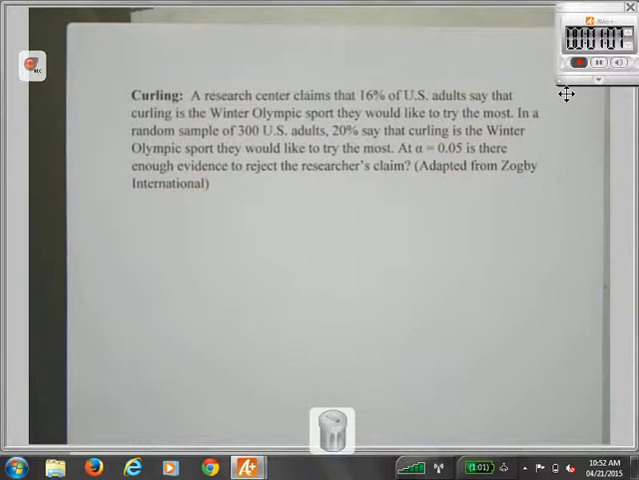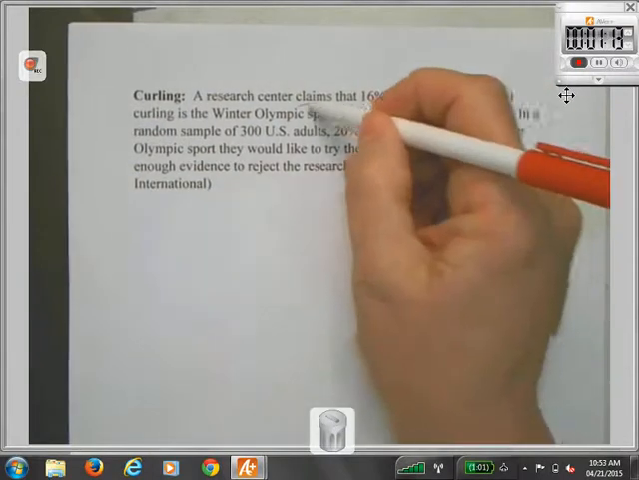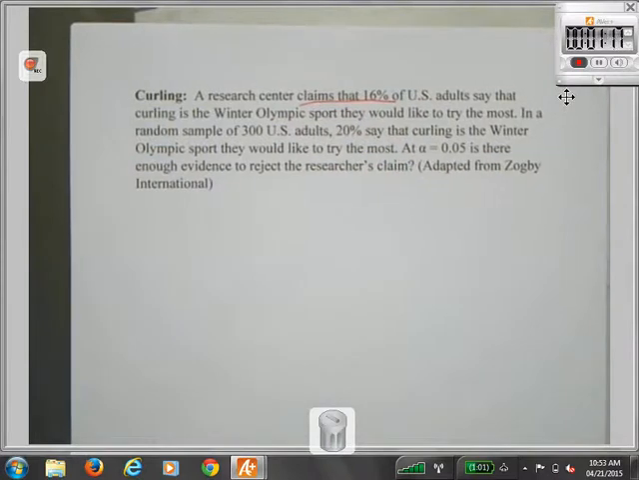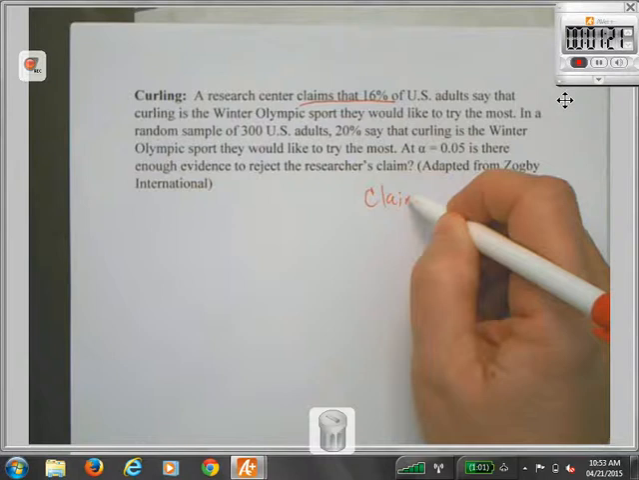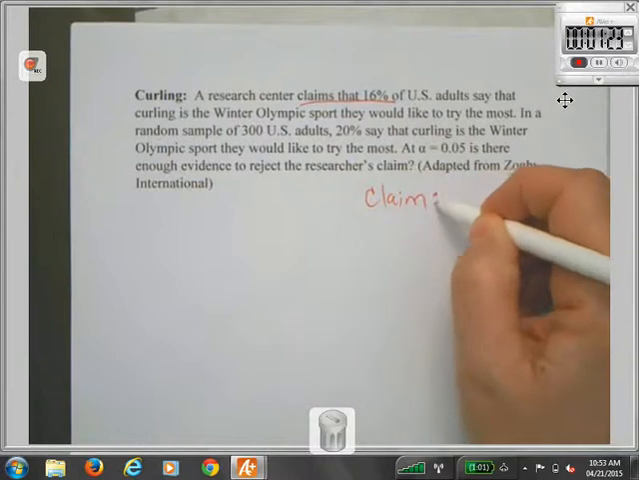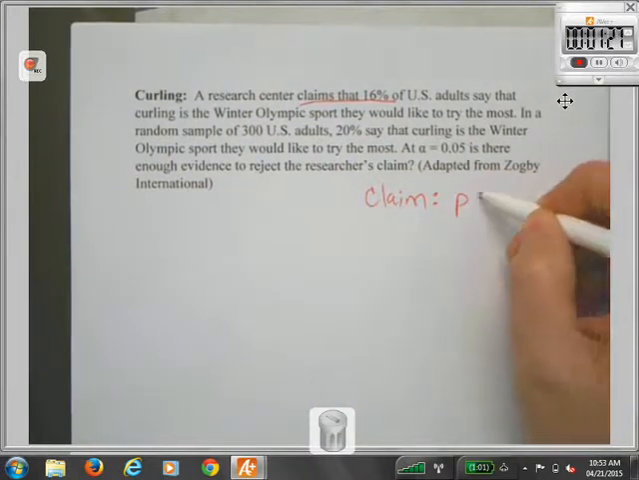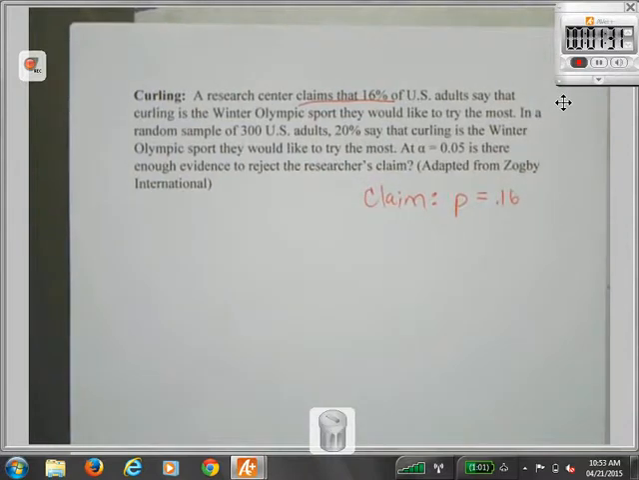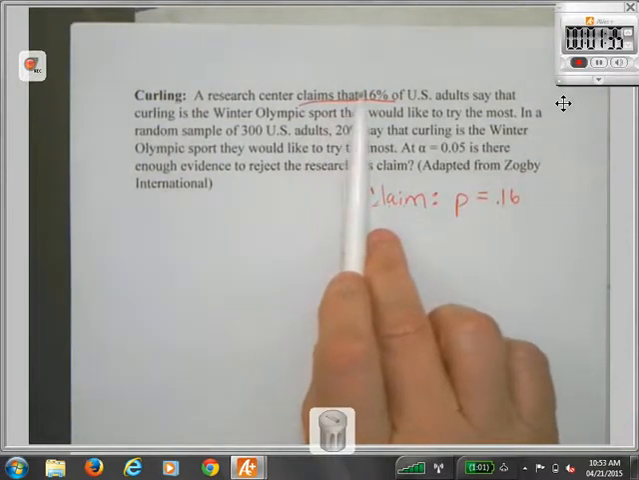Okay, claim. That's the first thing you want to look for, whatever that claim is. A research center claims that 16%. I like to write the claim down first. Claim: proportion, that's what we're dealing with, equals 0.16. It's equal because it doesn't say less than, greater than, more than, anything like that.